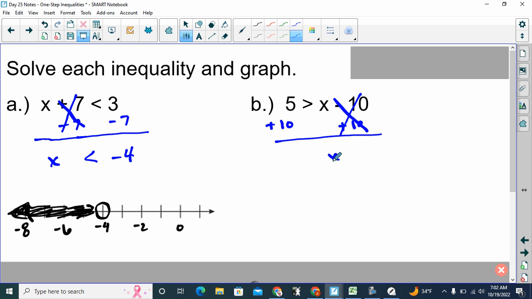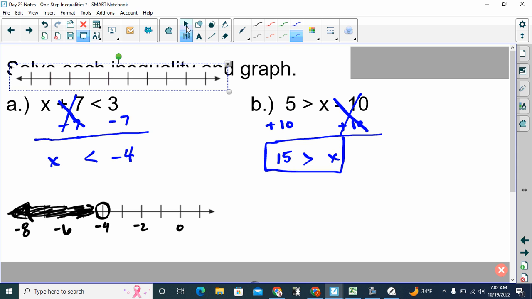My x comes down. 5 plus 10 is 15. Every step, we should decide if we should flip our inequality or not. In this case, I added 10 on both sides. We only flip our inequality if we multiply or divide both sides by a negative number. We did not multiply or divide. Therefore, x is less than 15, or 15 is greater than x, is our solution.